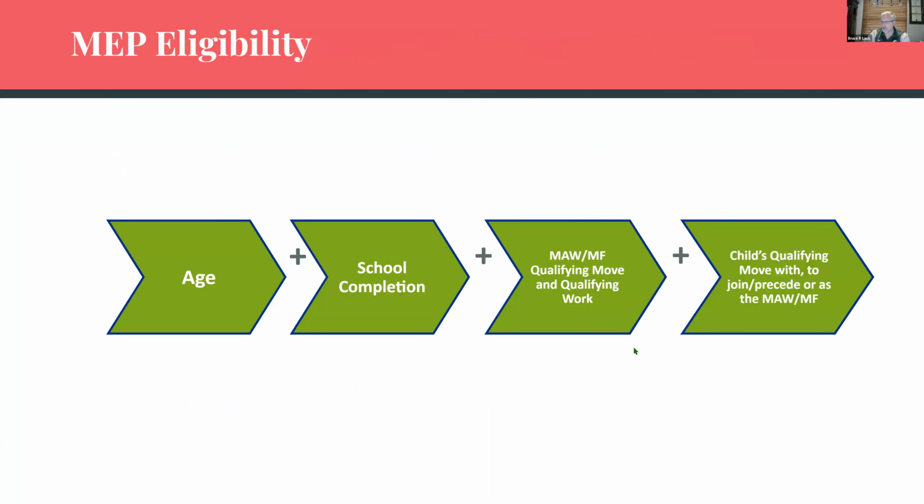The factors of eligibility are on the screen right here. That's a format that my friend Emily from New York kind of made up, and I really like the format. Age: they have to be under the age of 22. School completion: for us, someone that hasn't got a high school diploma or GED would likely be eligible for free public education. We need to establish that migratory agricultural worker or fisher based on a qualifying move and engagement soon after the move in qualifying work. And then we look at the children's qualifying move to determine if it was with, to join, or to precede a migratory agricultural worker or fisher, or on their own as the migratory worker themselves.